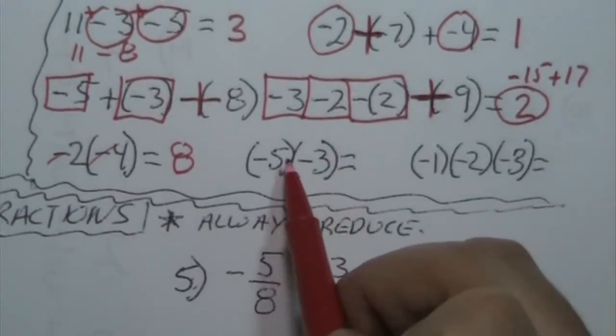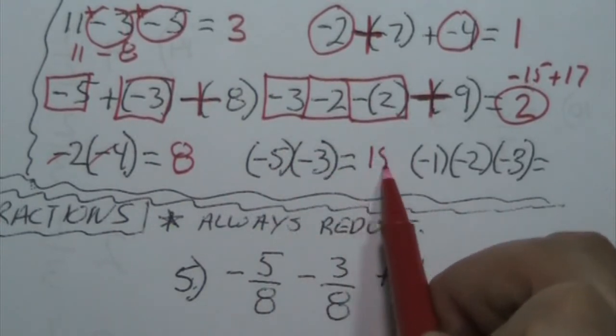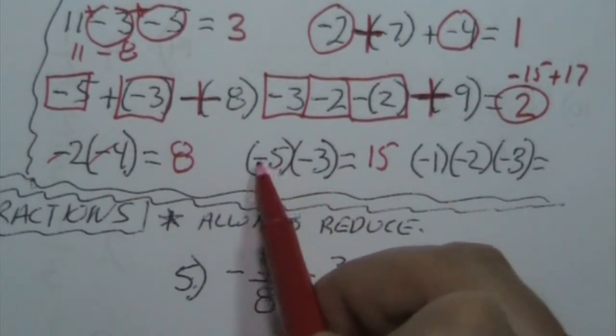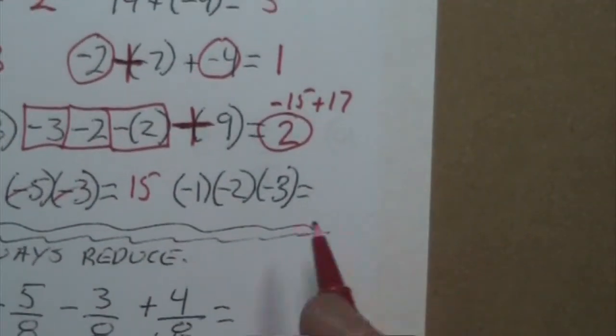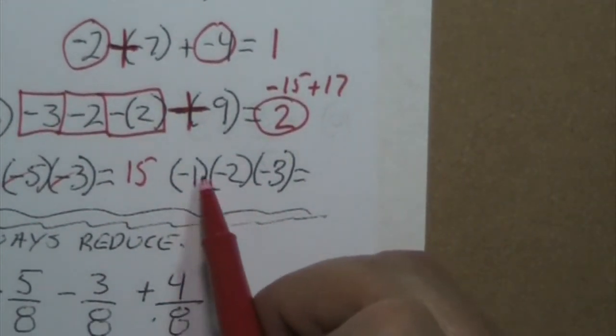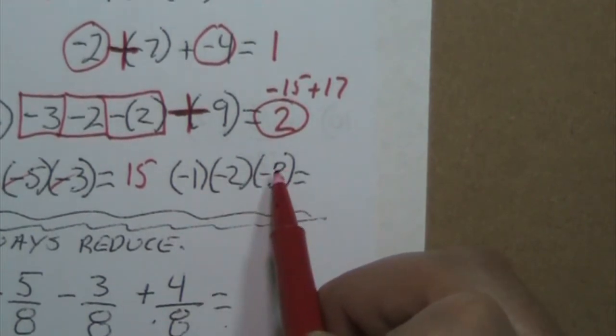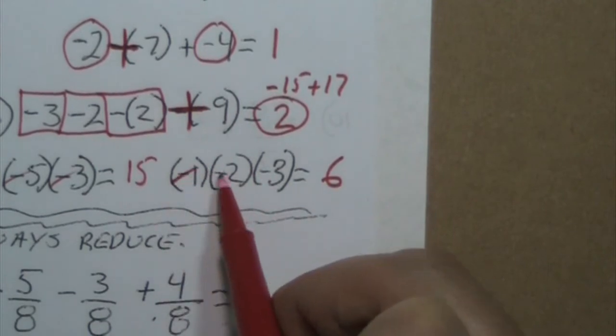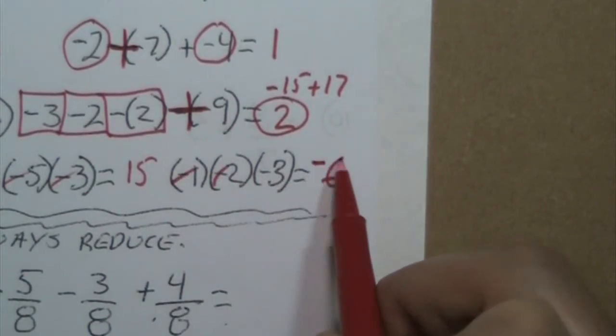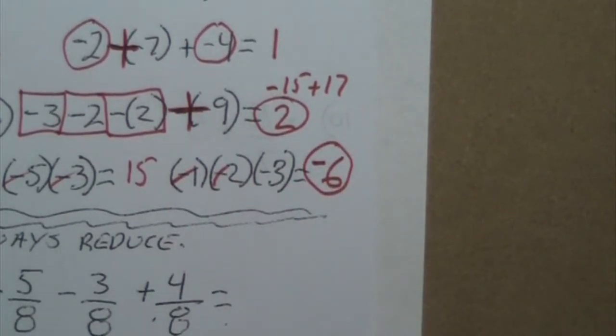Next one. 5 times 3 is 15. Count my negatives. Oh, 2 of them. 2 of them cancel. Okay. Next one I have 1 times 2 times 3. Well, that's just 6. And there's 1, 2, 3 negatives. Well, 2 cancel. You still got 1 left over. So negative 6.